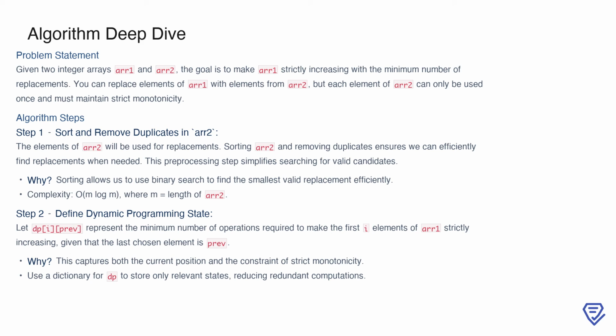Next, we define our dynamic programming state. The state dp[i][previous] represents the minimum number of operations needed to make the first i elements of ARR1 strictly increasing, given that the last chosen element is previous. This state captures two important details: how many elements we've processed and the constraint of strict monotonicity. To optimize memory usage, we use a dictionary to store only the relevant states, which helps avoid redundant computations.